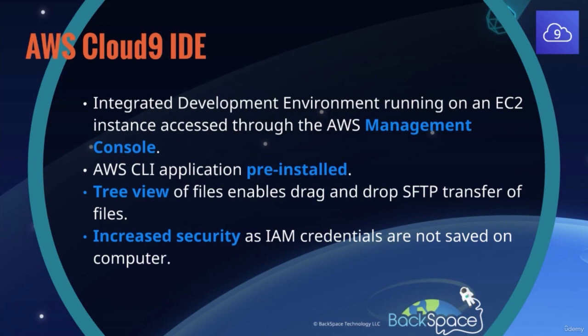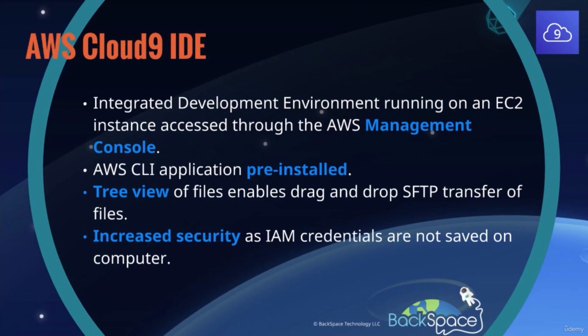AWS Cloud9 IDE is an integrated development environment running on an EC2 instance, and you access that through the AWS Management Console. It also has the AWS CLI application pre-installed, and it also provides that increased security because, again, the IAM credentials are not saved on a remote computer. One advantage that it has over the simple Cloud Shell is that it also has a tree view of the file structure of that EC2 instance.